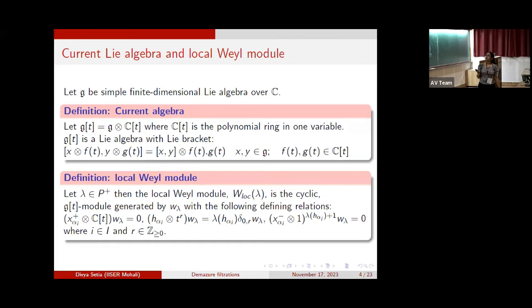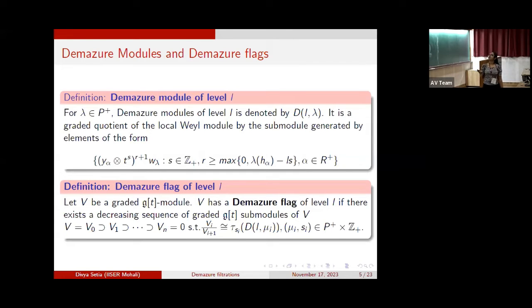Since all these modules become quotients of this local Weyl module, people started studying the quotients of the local Weyl module, and there's a well-studied family which is the Demazure module of level l. So corresponding to the dominant weight lambda, the Demazure module of level l, D(l, lambda), is a quotient of a local Weyl module. So all the relations that we have studied for the local Weyl module will be there, and it's a quotient of the local Weyl module by a submodule generated by this. So there are certain extra relations in this. And then we can define the notion of Demazure flag of level l: if we have a graded g[t] module, then this representation has a Demazure flag of level l if we get a decreasing sequence of g[t] modules such that each quotient becomes isomorphic to a level l Demazure module. So the level has to be fixed.